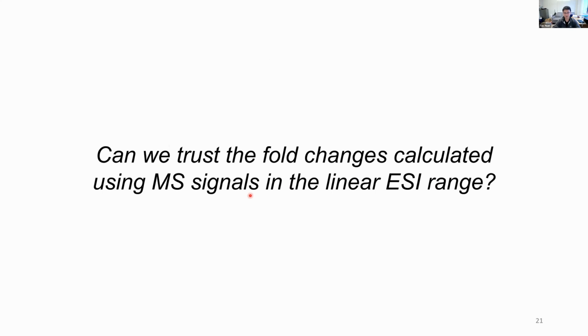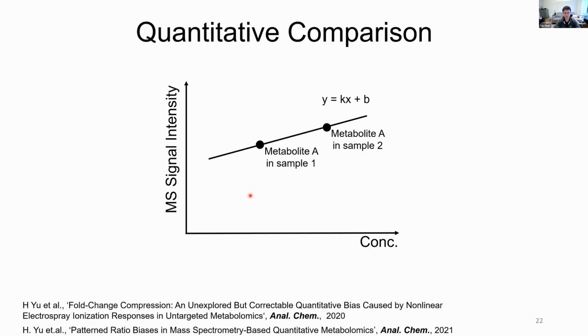So the question is, can we really trust the fold change calculated using mass spec signals in the linear ESI range? Although this might not sound like a problem, because it's a linear range, the mass spec signal fold change should be equal to the concentration fold change. But is that really the case? These are some of the overlooked challenges in metabolomics research. I think it's important to address them to get a high quality data set.